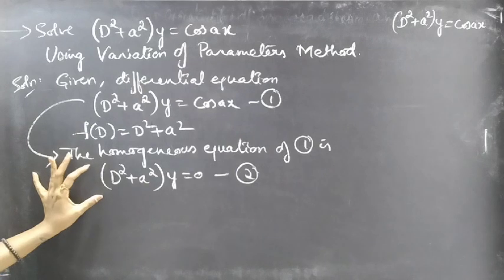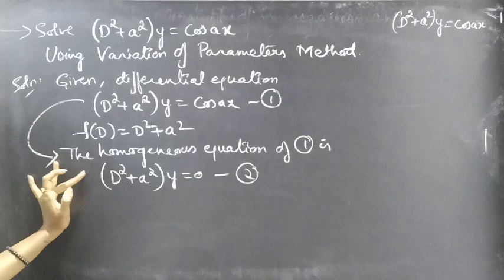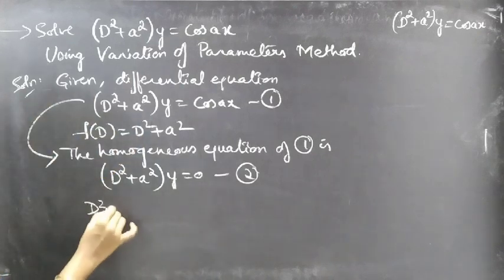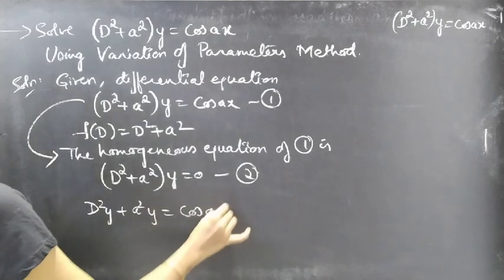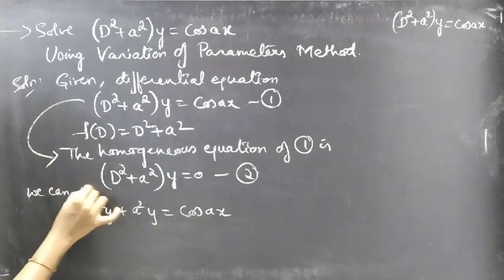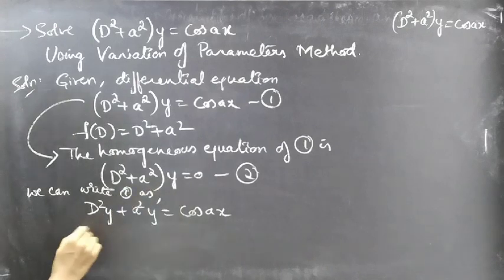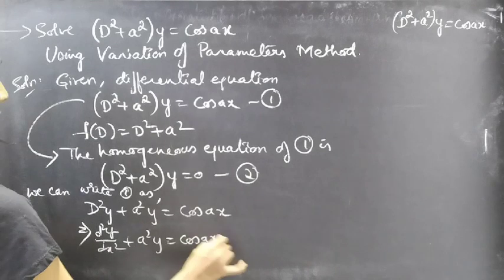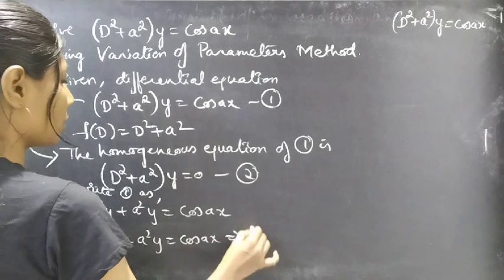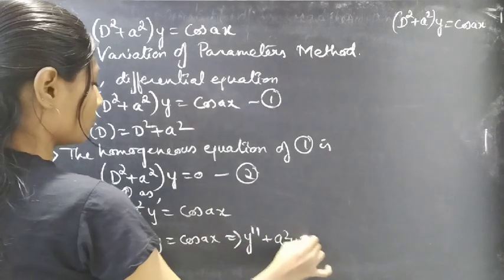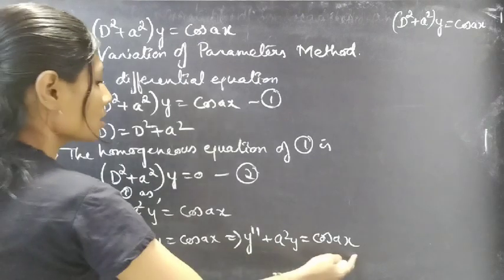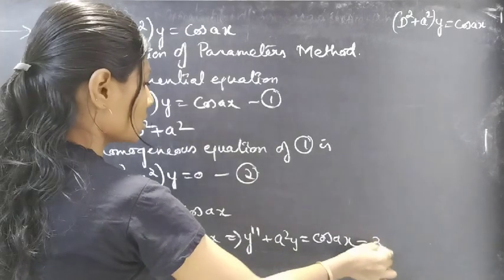Now, we are going to find the solution of equation 2 using the auxiliary equation, and later using the solution of equation 2 we'll find the general solution of the given equation. Also, we can write the given differential equation 1 as D square y plus a square y equal to cos ax. Now write D square y as d square y by dx square, so d square y by dx square plus a square y equal to cos ax. Here D square y is nothing but the double derivative of y, so we can write it as y double dash plus a square y equal to cos ax. Here equation 1 and these equations are all the same, and we are going to use this equation later. Let's consider this equation as equation 3.